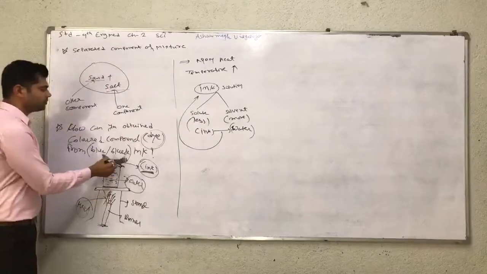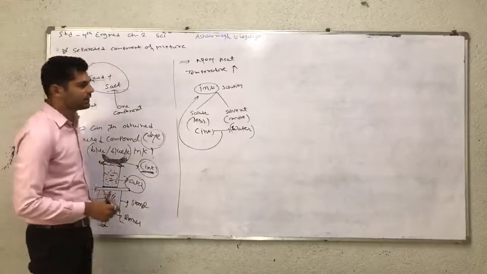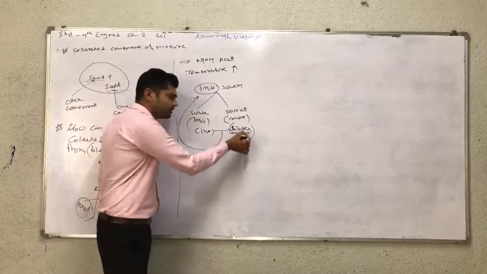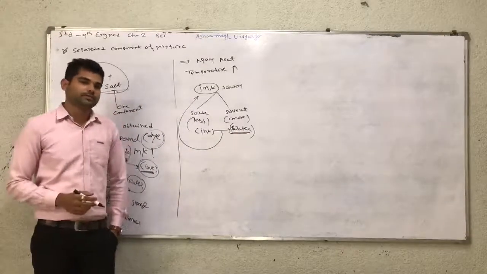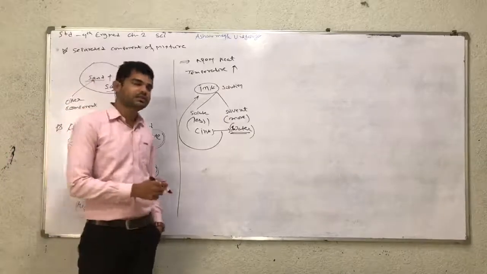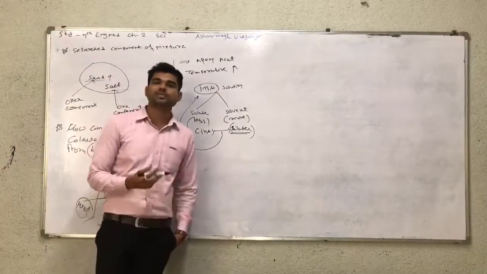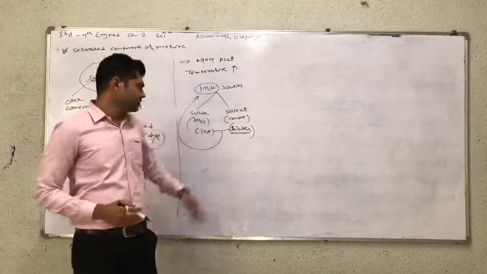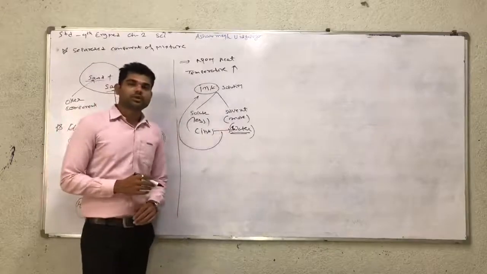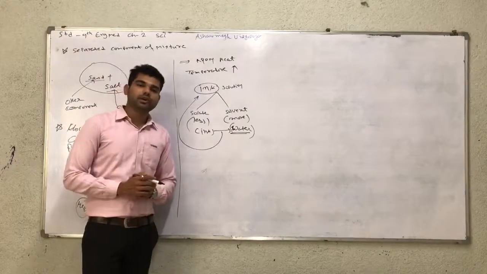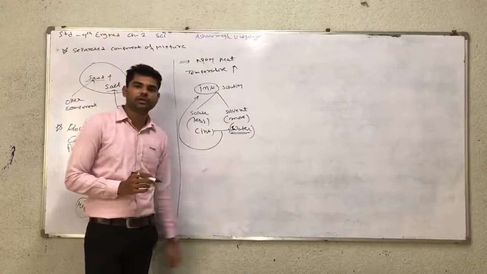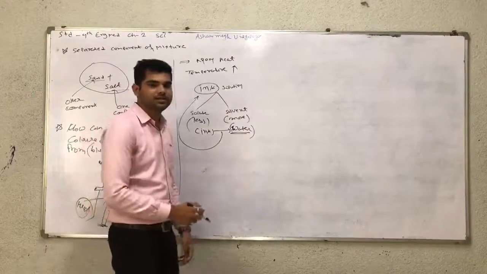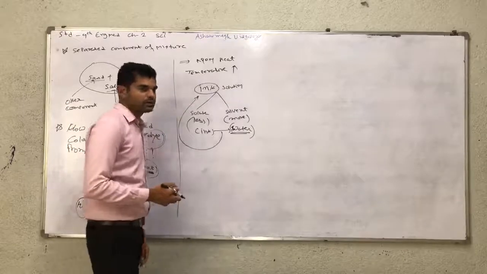So this solution is put on this and we apply heat. The boiling point of water is 100 degrees Celsius, and the boiling point of the ink substance is more than the boiling point of water. So which will evaporate first? Water, because its boiling point is less than the ink's boiling point.